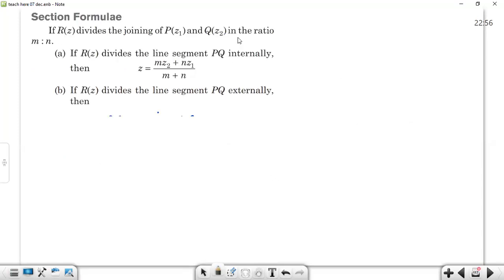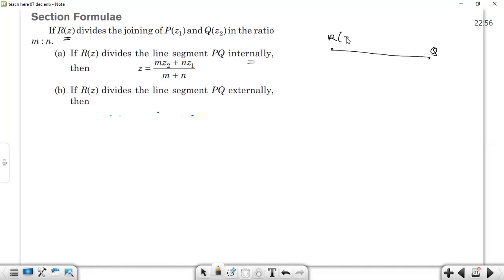Section formula. Now we have discussed it earlier also. Let's discuss internal division first. Let's say there are two points P and Q, and there's a straight line. These are two points P and Q.